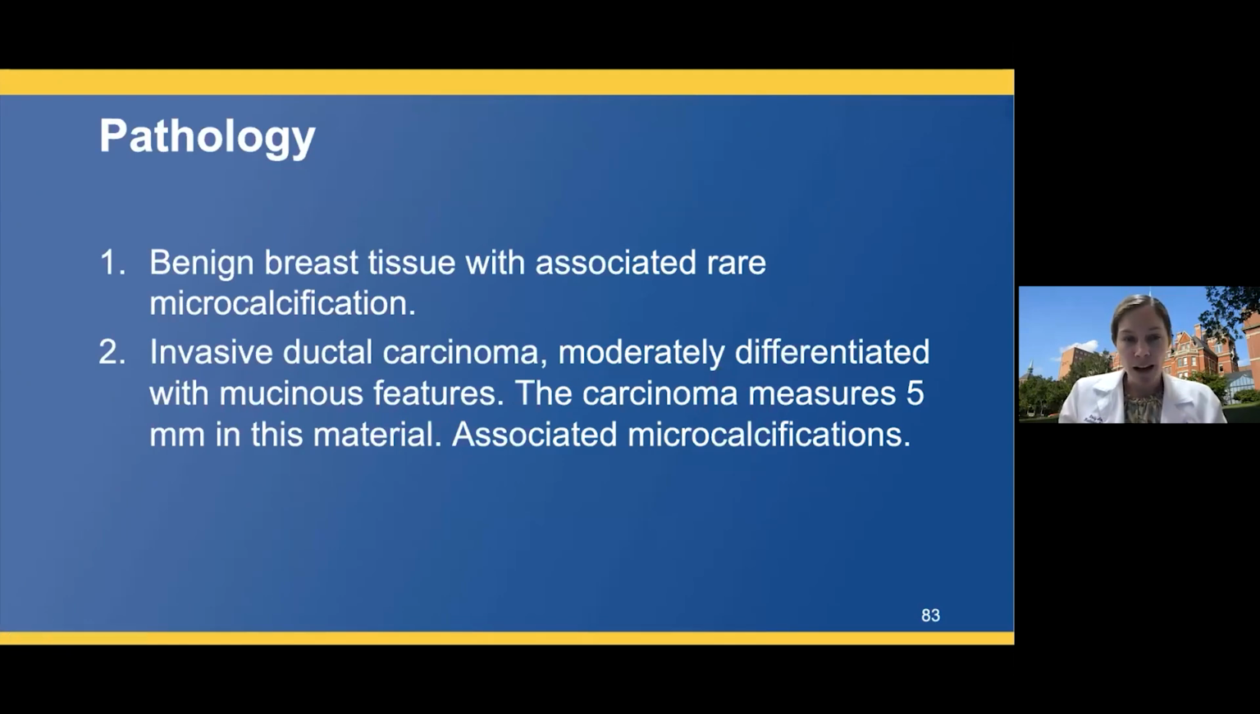We got our pathology back a few days later. That first biopsy site was benign breast tissue with associated rare microcalcification. That second spot, when we had her come back and biopsy the initially described suspicious finding, represented an invasive ductal carcinoma, moderately differentiated with mucinous features, measuring 5 millimeters. And there were also associated microcalcifications.